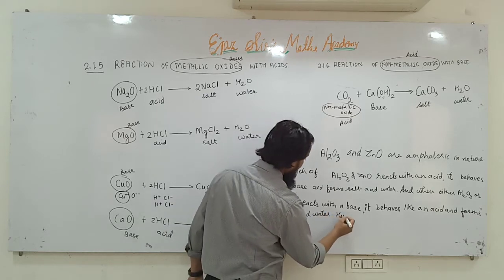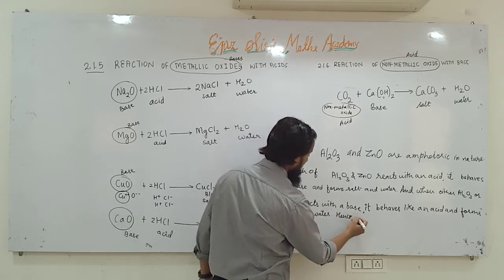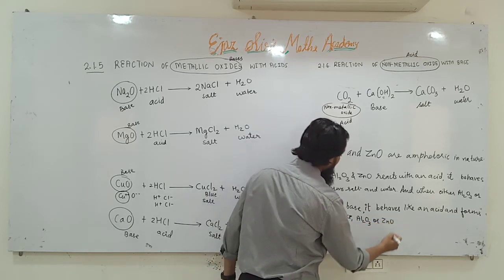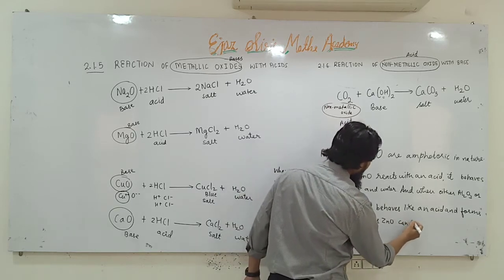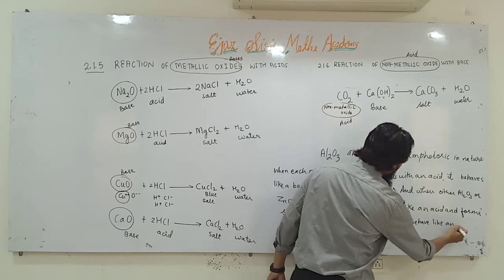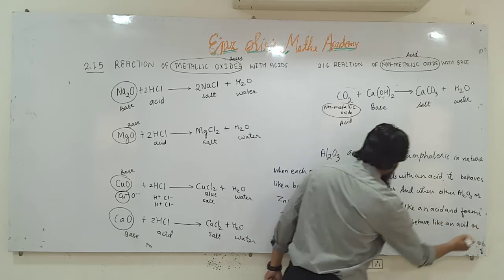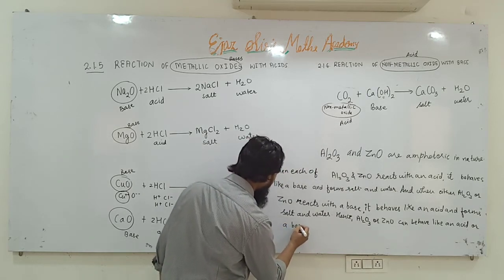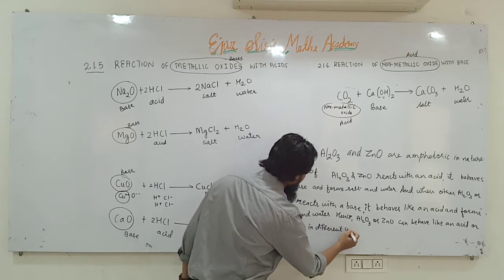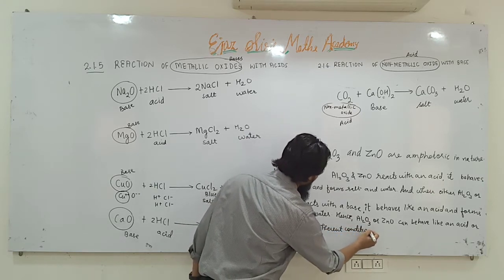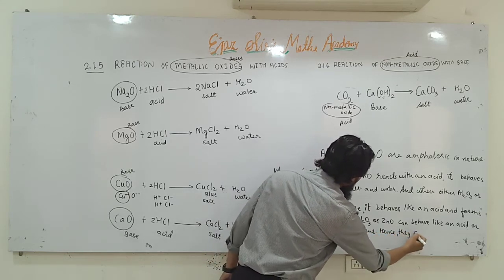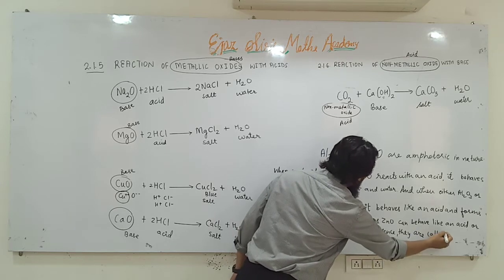Hence, we can say Al2O3 or ZnO can behave like an acid or a base in different conditions. Hence they are called amphoteric oxides.